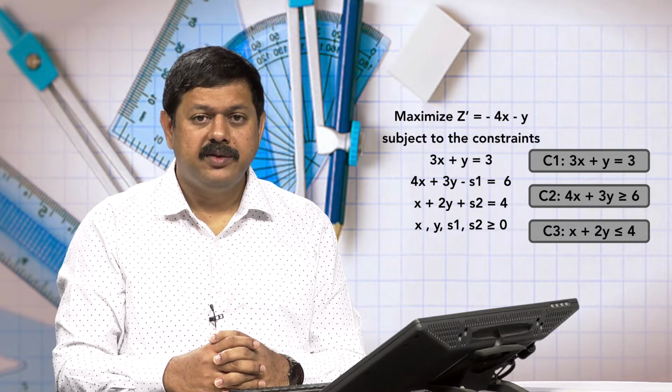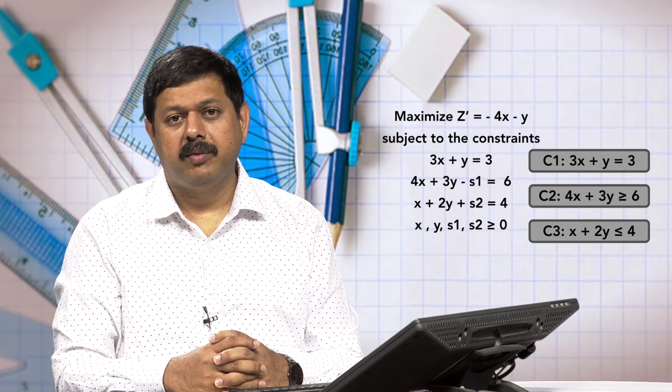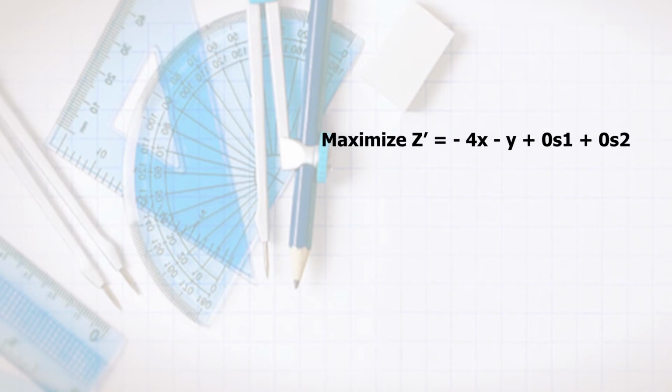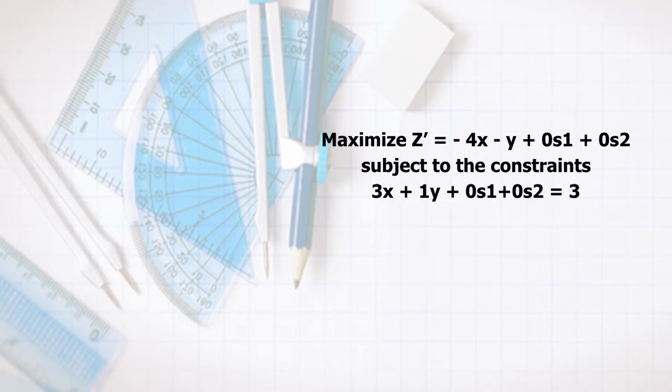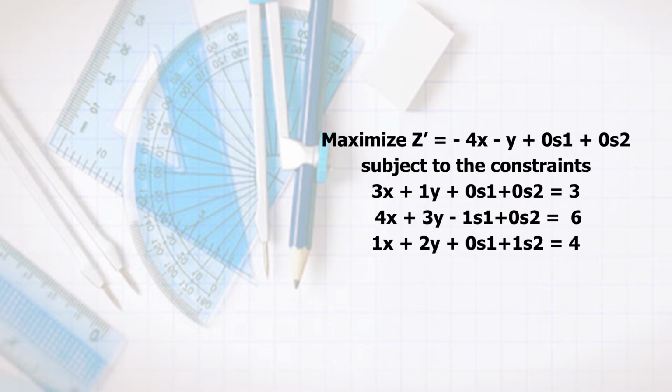Now, rearranging the same linear programming problem, we have maximize z prime is equal to minus 4x minus y plus 0 s1 plus 0 s2 subject to the constraints 3x plus 1y plus 0 s1 plus 0 s2 is equal to 3, 4x plus 3y minus 1 s1 plus 0 s2 is equal to 6, 1x plus 2y plus 0 s1 plus 1 s2 is equal to 4, where x, y, s1, s2 are all greater than or equal to 0.